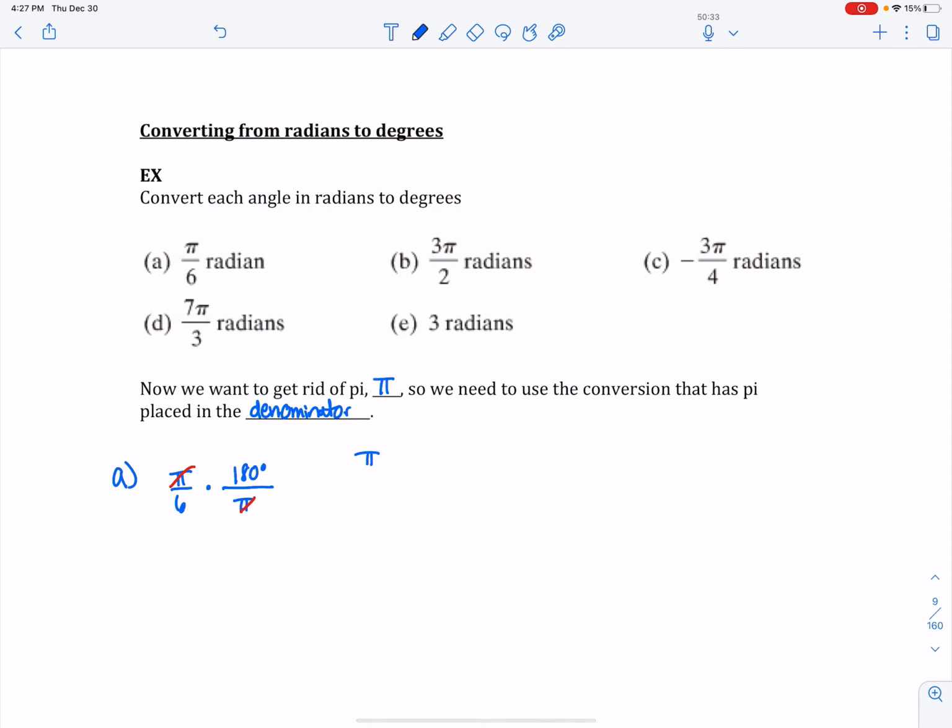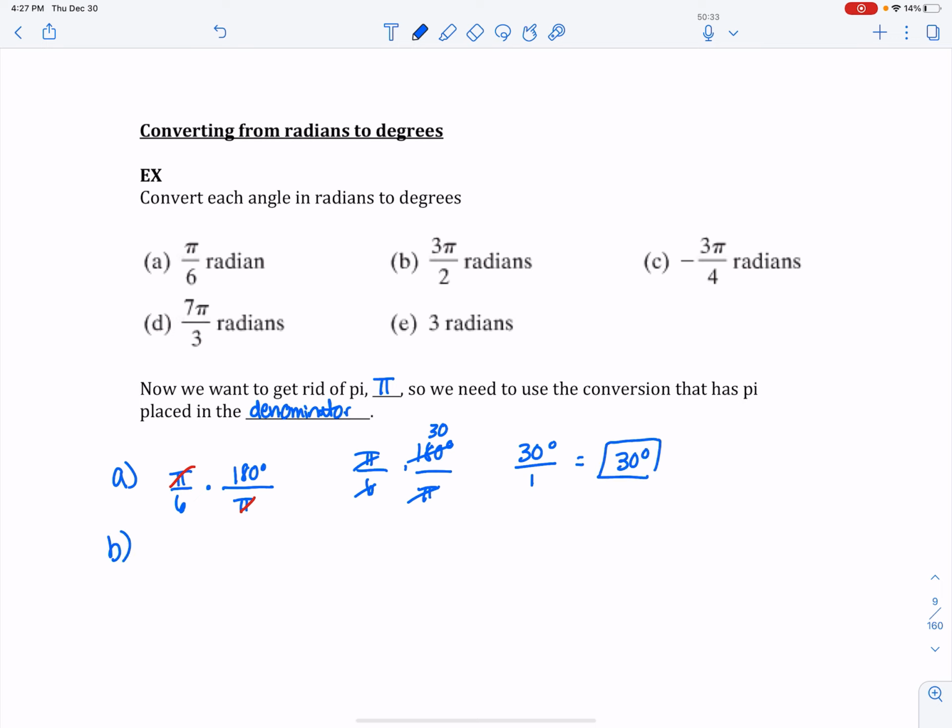So let's go ahead and reduce this down. Pi over 6 times 180 over pi. So the 2 pi's cancel out. 6 goes into 18 3 times. 6 goes into 0 times. So I'm left with 1 times 30, which is 30 degrees over 1, or just 30 degrees.